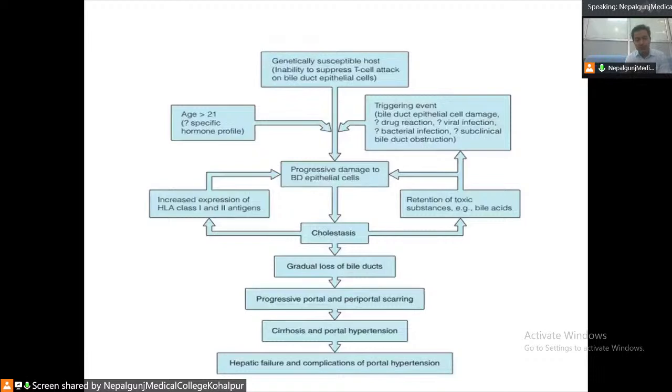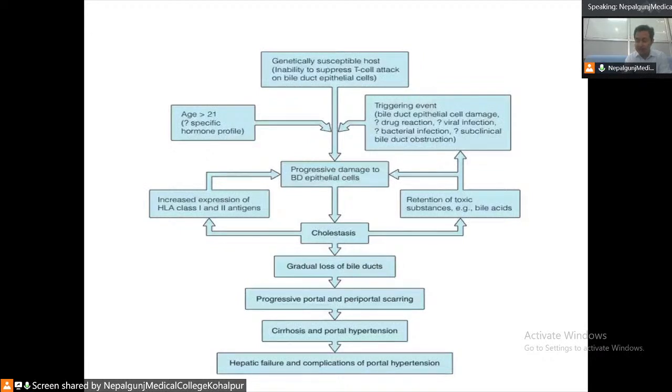We have already discussed this. In a genetically susceptible host, they are unable to suppress T cell attacks on the biliary epithelial cells, and this T cell mediated biliary injury causes progressive damage to the biliary duct epithelial cells. Biliary cell damage means the flow of bile is obstructed, so there is intrahepatic cholestasis. The bile contains toxic substances, and these toxic substances gradually damage the other bile ducts. When the bile duct is damaged, they also damage the nearby hepatocytes. They also activate the inflammatory process, T cell mediated cytokines, and this inflammation further activates the hepatic stellate cells. The stellate cells are responsible for the process of fibrosis.